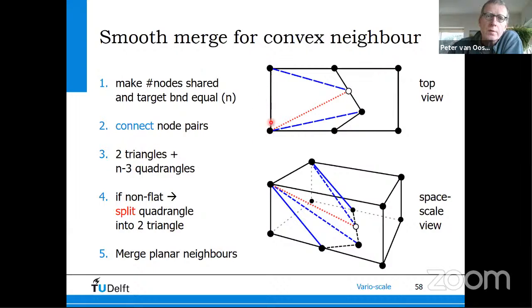Sometimes the number of points on the common boundary and the opposite boundary are not the same. So I add one more node, because here I have one node in between and here I have two nodes in between. So I add one artificial node, I connect them, and I triangulate. And I triangulate because I like to have the guarantee of flat planes.